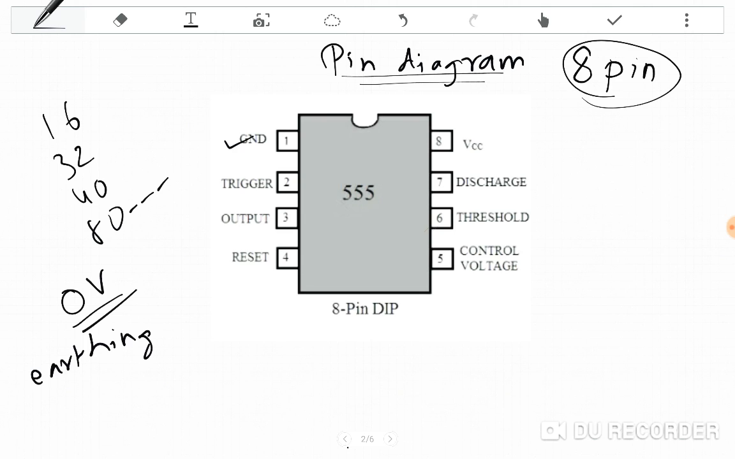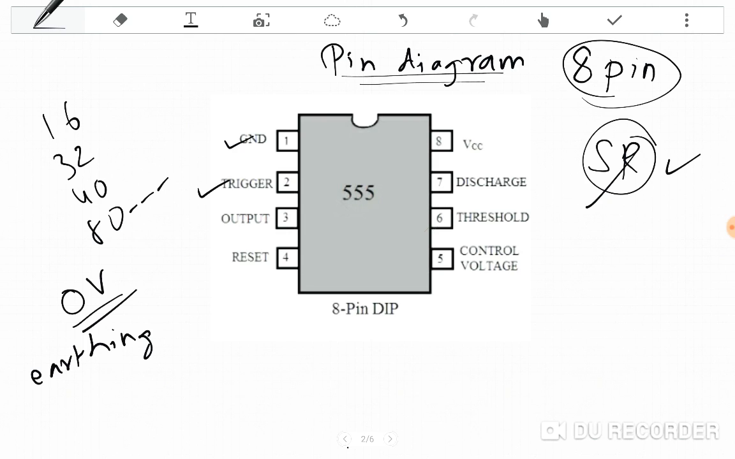The second pin is the trigger. What does the trigger pin actually tell us? It is responsible for the transition of the SR flip-flop. Everyone knows what an SR flip-flop is, right? So I need not waste any time on SR flip-flops right now, or if you want, you can write in the comment section if you want the SR flip-flop to be explained in detail.